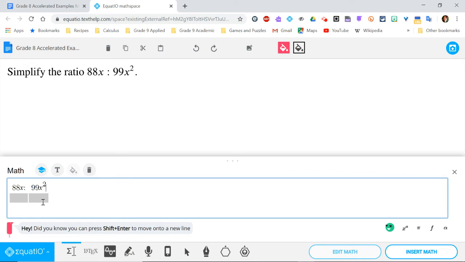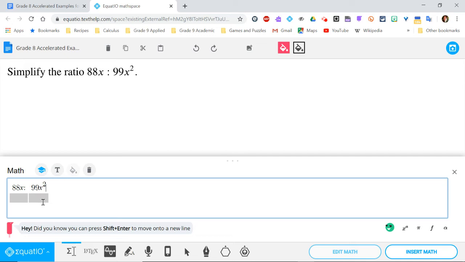Now, when I'm looking at that, whenever we're finding or trying to simplify a ratio, we're looking for the greatest common factor that each of those values have. So for this particular question, I look at 88 and 99. I know 11 is the greatest common factor that we have here. But we can't forget about the variable that's there. The 88 has 1x with it, and the 99 has an x squared, which means there's two of them. So I have 1x that's common to both.